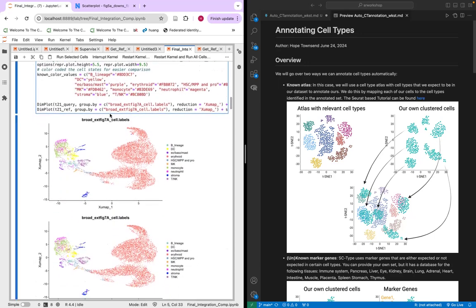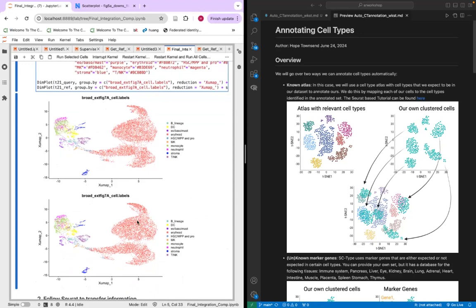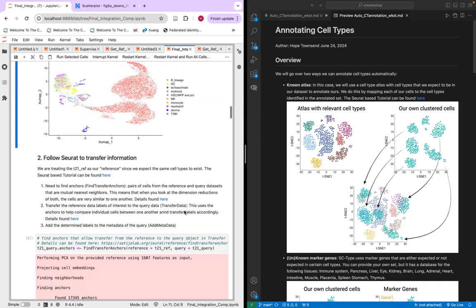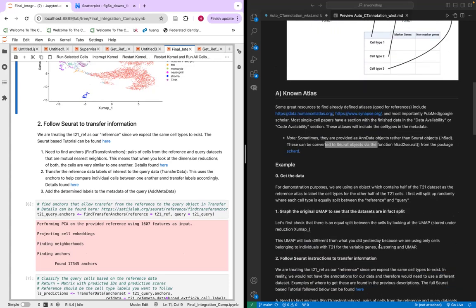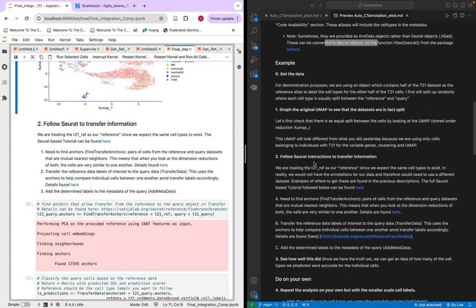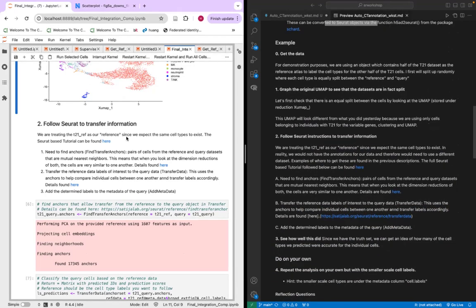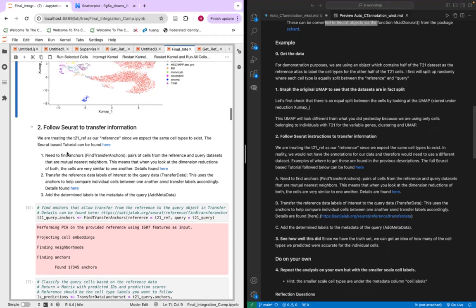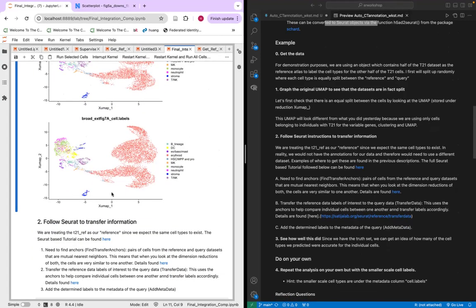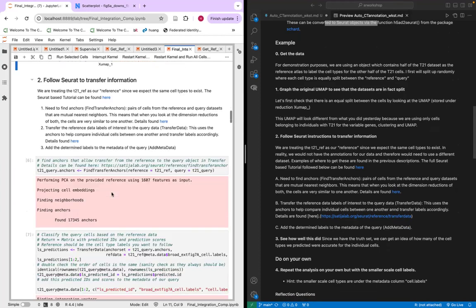I'm showing, by graphing the UMAPs, that these are the two data sets. They look almost identical. We're just taking half of the data set for each of them. So this can be our query set, and then this will be our reference set, or the same thing as an atlas. With that, we're going to use Seurat's tool to map our query set to this atlas set to identify cell states.